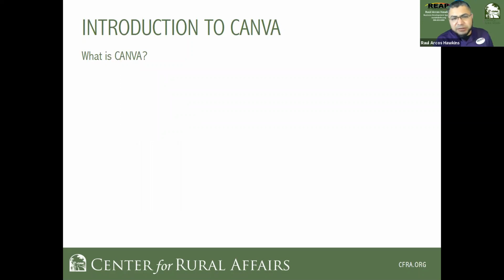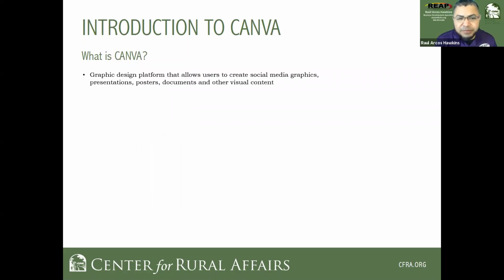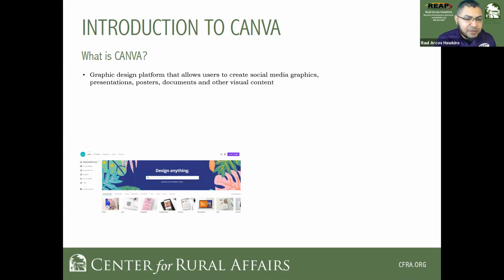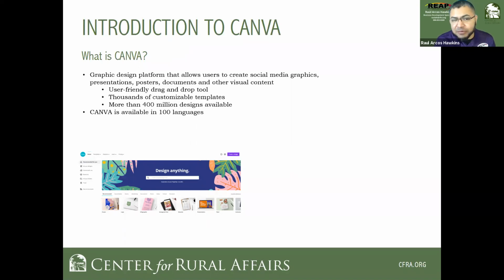First, we're going to start off, what is Canva? Canva is a graphic design platform that allows users to create social media graphics, presentations, posters, documents, and other visual content. And this is what their homepage looks like. It is very user-friendly, so you can drag and drop, and it's very easy to use. It has 1,000 customizable templates that you can utilize. And there's more than 4 million designs available. Which is pretty amazing. And then also the other amazing thing is Canva is available in 100 languages.